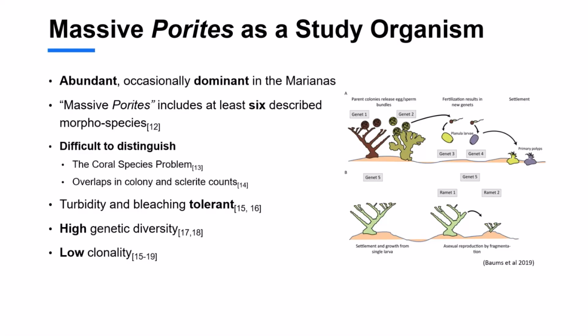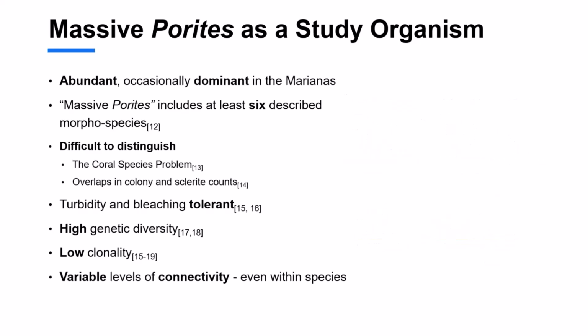So the figure I'm showing here on the right shows the traditional pathways of coral reproduction. You have sexual reproduction, in which two parents, as I described, spawn into the water column, and asexual reproduction, in which a single colony physically fragments, and then those fragments grow into adult coral colonies. And because of their large bouldering morphology, massive Porites traditionally are assumed to largely reproduce via sexual reproduction. They've also been shown to have variable levels of connectivity, even within the same species on the same locality.